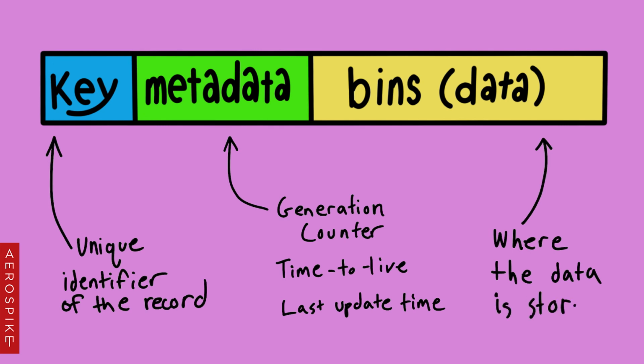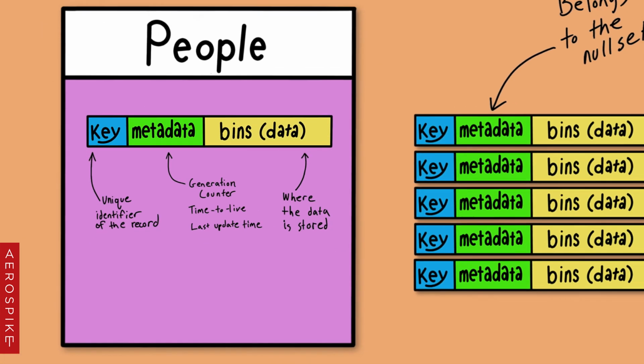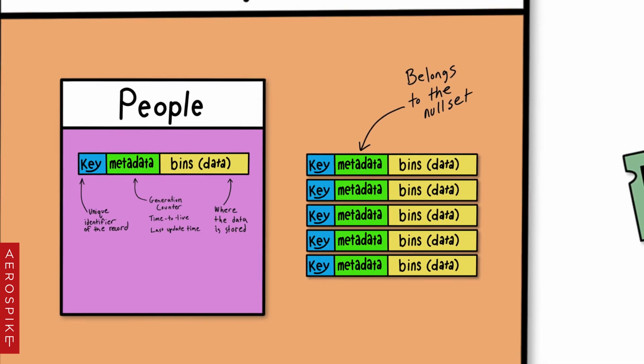A single record can store multiple bins and data types within them. Data types are not defined by the bin, rather the type is defined by the value within the bin. This provides flexibility in the data model. All these pieces together help to define the Aerospike schemaless data model.